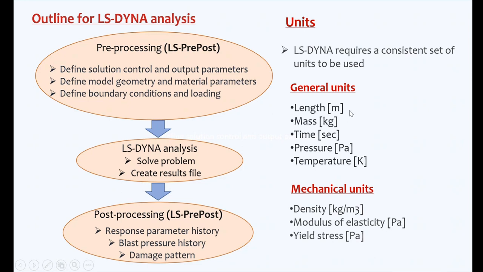There is another set of units, which is millimeter, gram, millisecond. But you can never give units from different sets. You cannot provide length in meter and mass in gram. If you're providing length in meter, you have to provide mass in kilogram and time in second. And if you're providing length in millimeter, then correspondingly you have to change your mass, time, and all the other units. Otherwise, you will not get an accurate result.